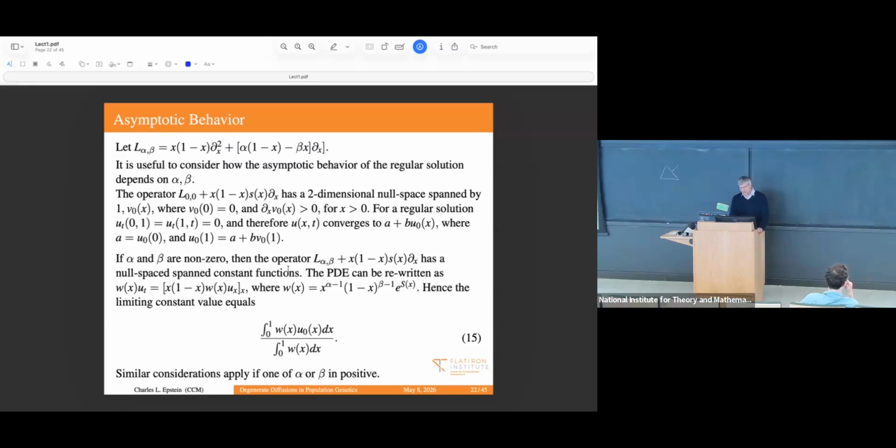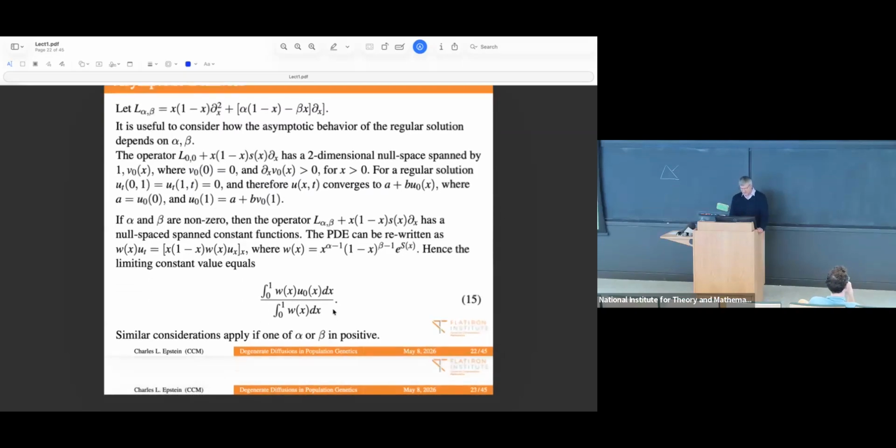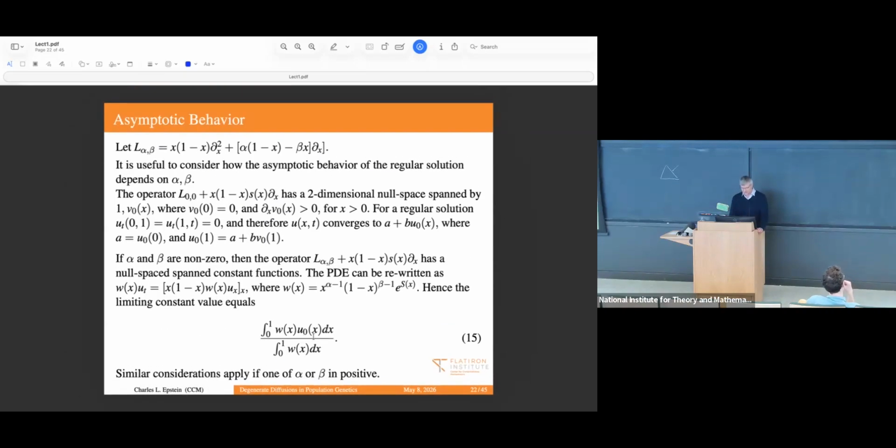So if alpha and beta are non-zero, then the operator has a null space spanned by constant functions. The PDE can be rewritten in this sort of divergence form, where w is this measure, x to the alpha minus 1, 1 minus x to the beta minus 1, e to the S of x, where S of x is just the indefinite integral of the little s of x, which is the selection coefficient. And hence, the limiting value is equal to that, because this is a conserved quantity. Well, similar considerations apply if one of alpha or beta is positive.